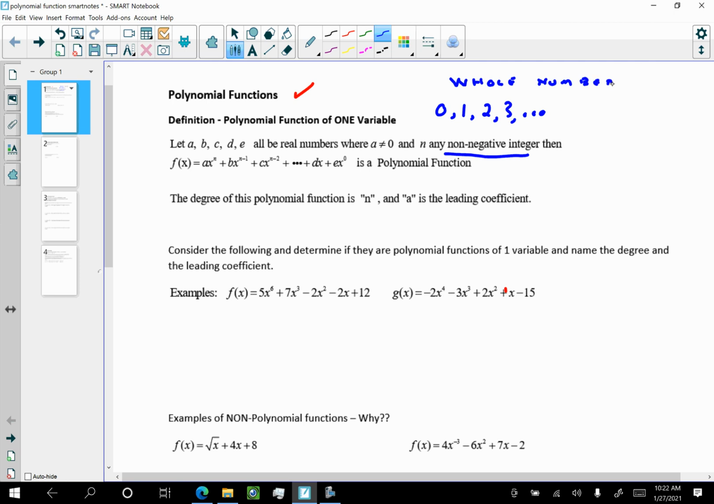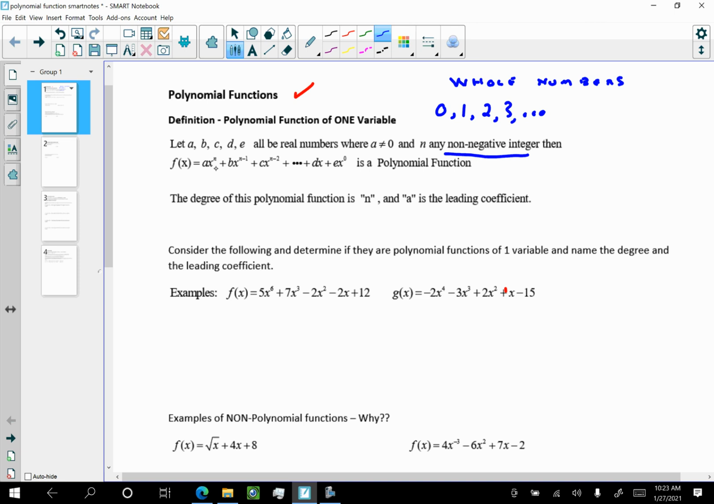And a polynomial function is going to be of the form where here are your real numbers, a, b, c, d, and e. These are called the coefficients, as you well know. And n is the degree. These are the powers. So these whole numbers are going to be the powers of your variables, the exponents. The degree of this polynomial function is n, and a is the leading coefficient.